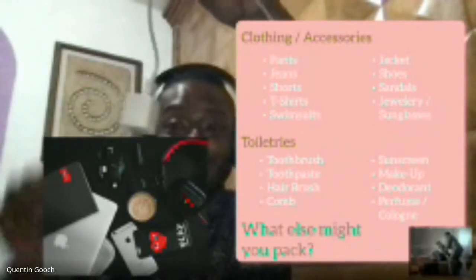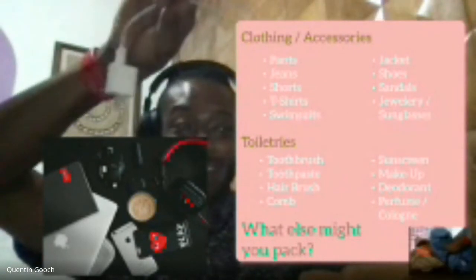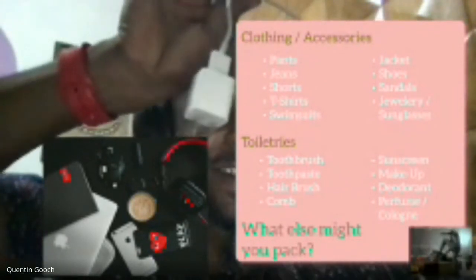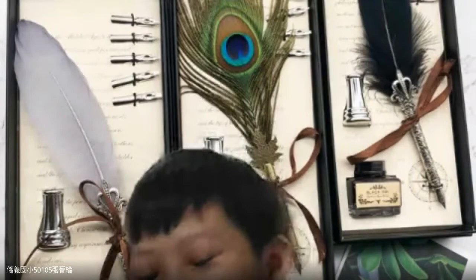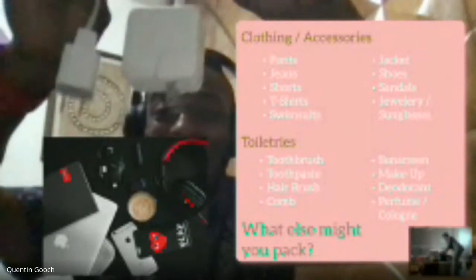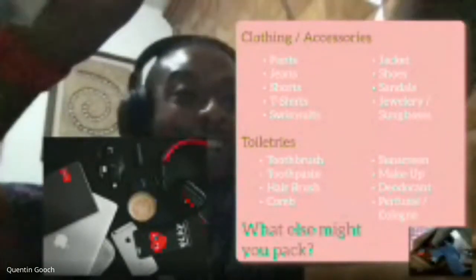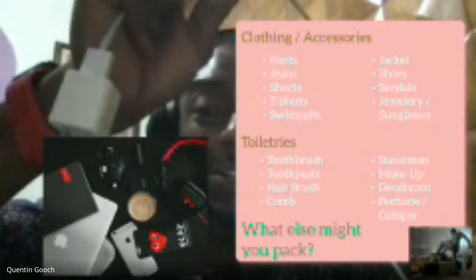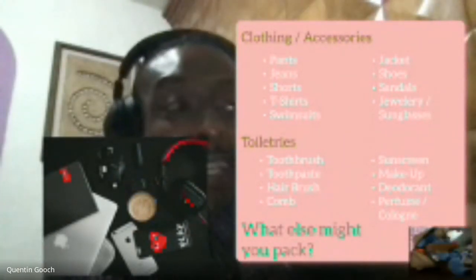What is this handy gadget here? What are these? Chargers. Yes, the chargers. We have to bring our chargers for our computers and our phones or our tablets.